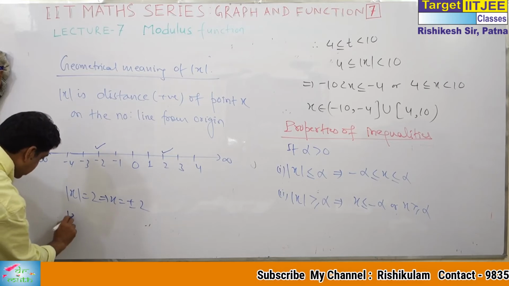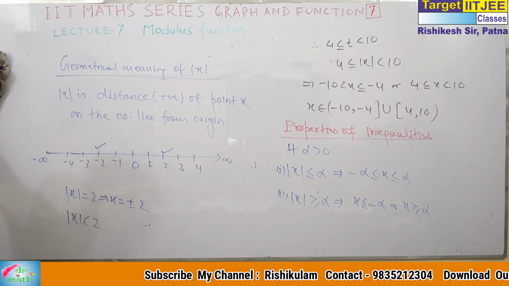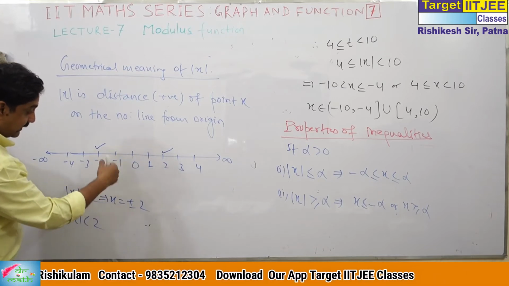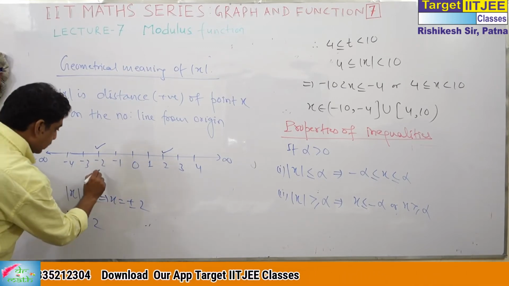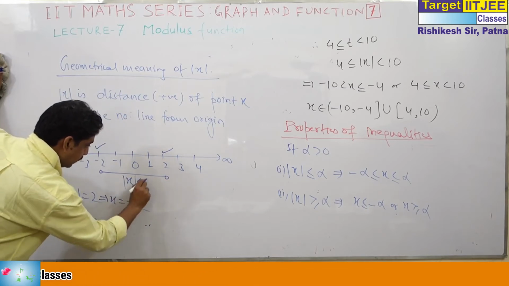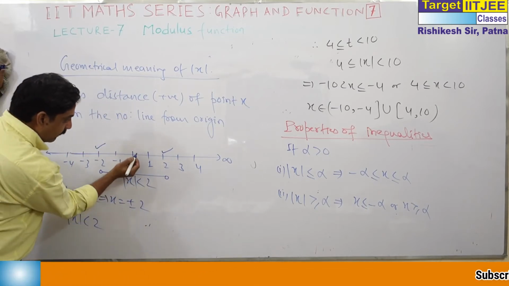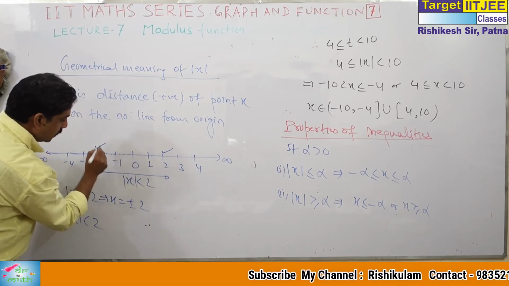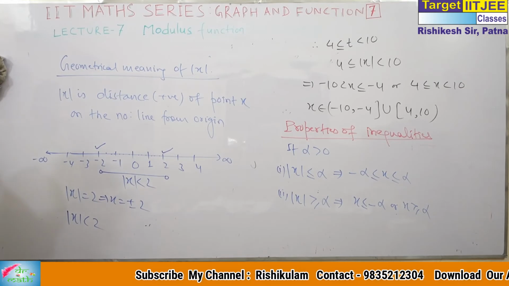So what happens when mod x is less than 2? It means the distance of the point from the origin is less than 2. So clearly x lies from here to here. Any point between minus 2 and 2 has distance from the origin less than 2.